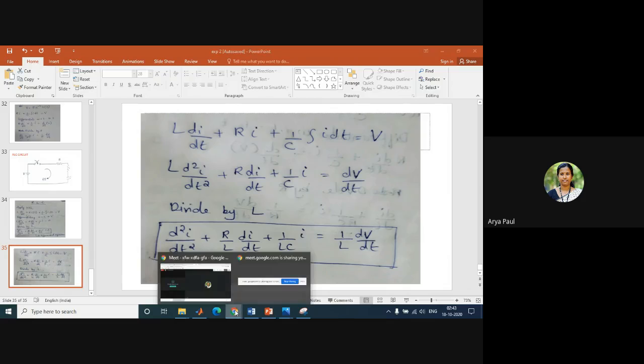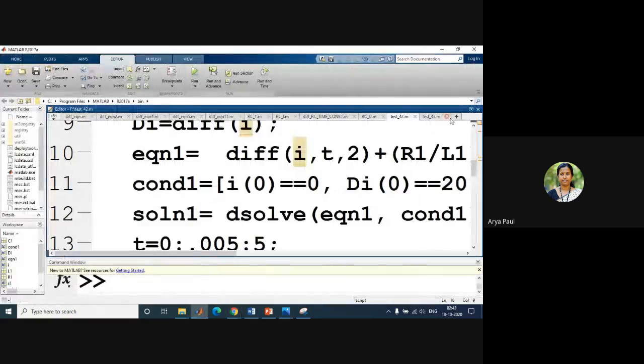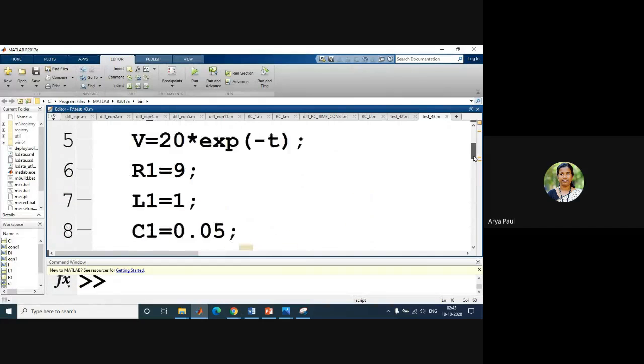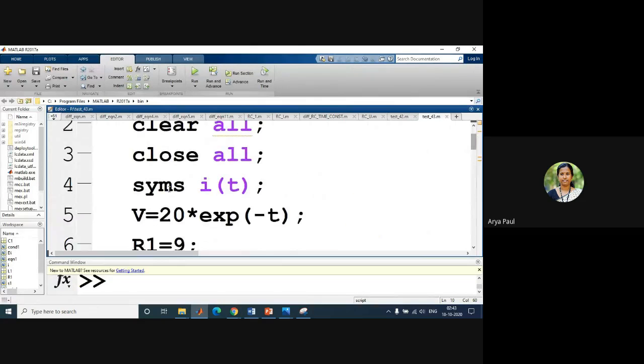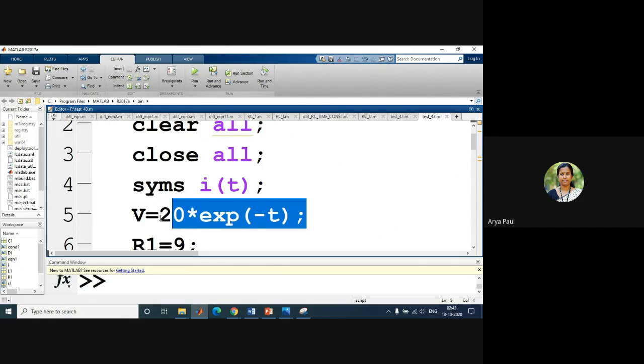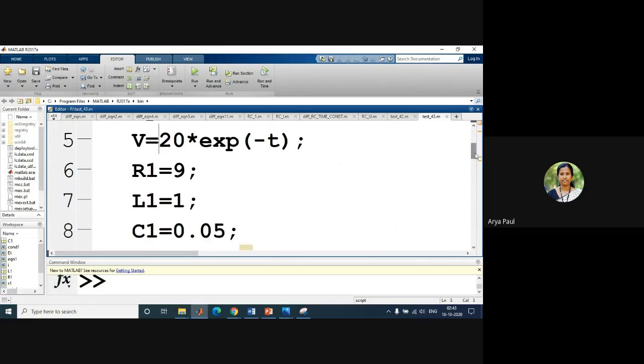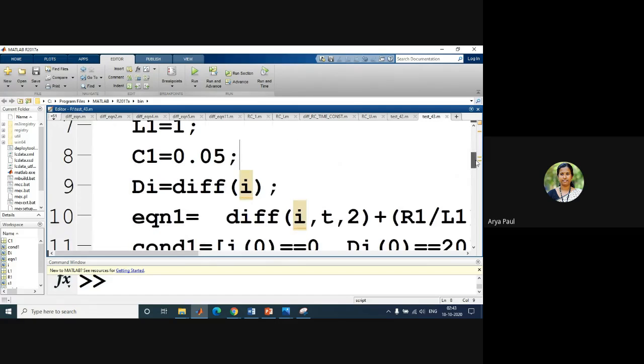So this equation we can solve in the next program. Same thing, RLC. Initially I have initialized the current I of t using syms. Then V is equal to 20 into e raised to minus t; that is my applied voltage. Now my RLC values I have defined: R equal to 9, L equal to 1, C equal to 0.05 farad. Then the differential of I I have found as di.